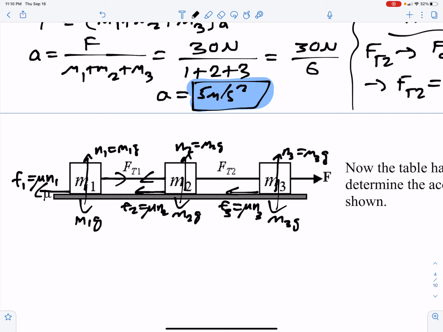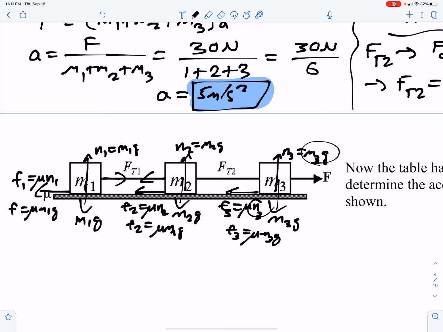Okay, do keep in mind friction 1 would now be equal to mu M1G. Friction 2 would be equal to mu M2G. And friction 3 would be equal to mu M3G, because you're replacing normal force 3 with the weights.